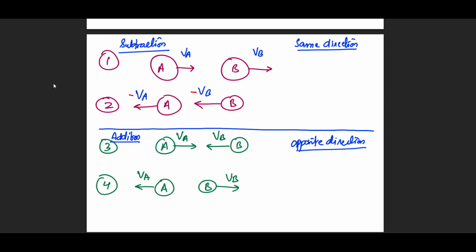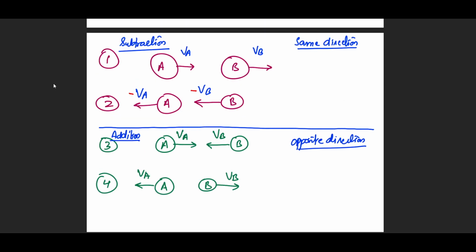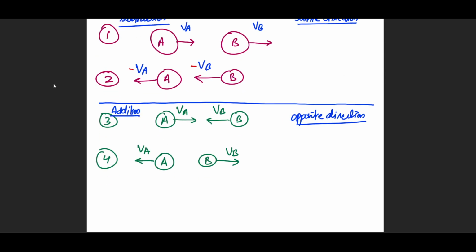That is it. So let's do the addition case first because subtraction requires a bit of understanding. In addition, since they are moving in the opposite direction, I can simply add their values. So the first case will become VA plus VB.